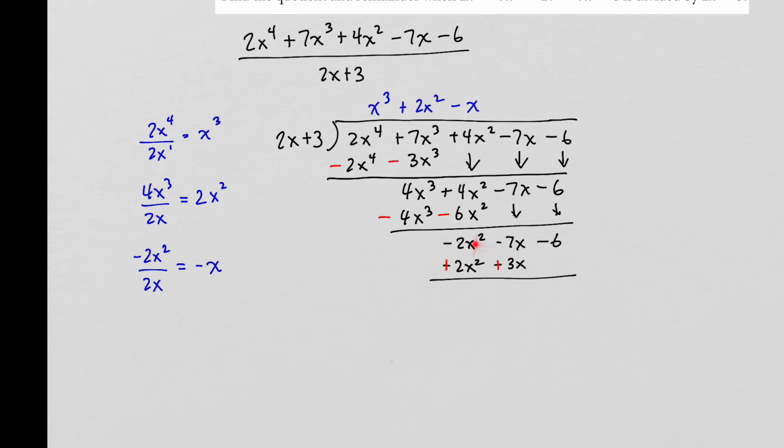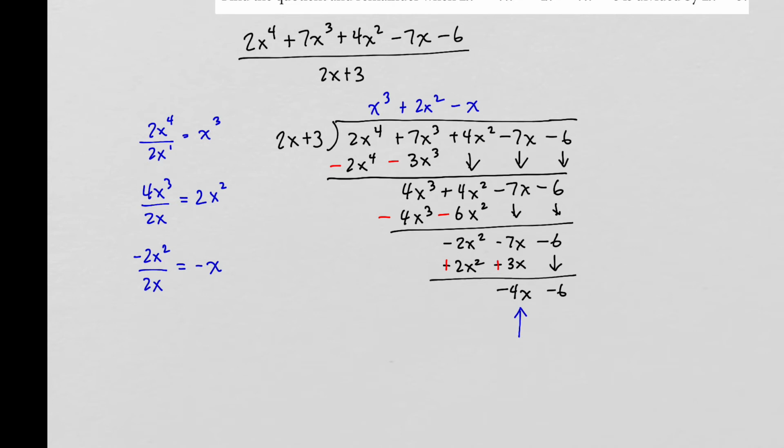From there we get cancellation here. And negative 7x plus 3x is negative 4x. And the minus 6 will come down, and we're almost done. Now, by the way, we know we're not done yet because the power here is x to the 1, and the power of what you are dividing by is also x to the 1. So you stop when your remainder has a power that is less than the divisor. So right now they're the same power, so we keep going.